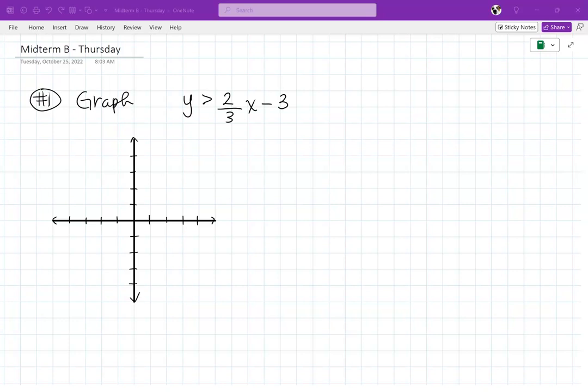All right, so we are going over midterm part B. This is the second day of the midterm, the one that's happening on Thursday. The very first thing we're going to start doing is graphing an inequality.